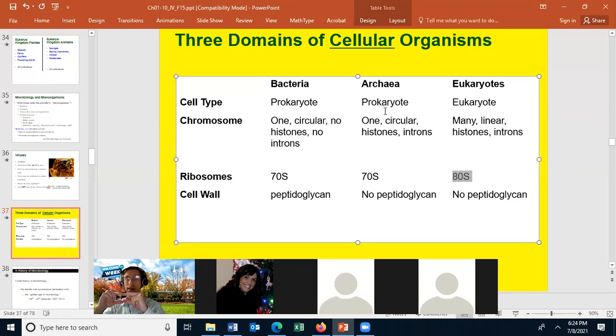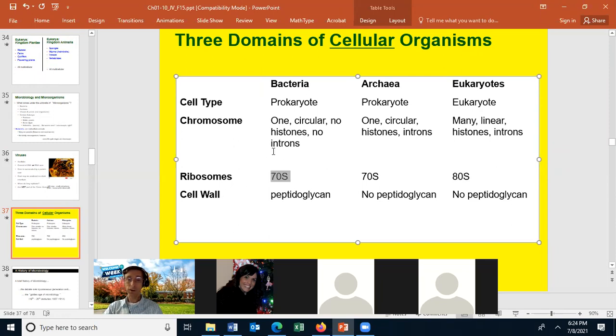The bacteria and the archaea have a smaller ribosome, and it sediments at the location in the ultracentrifuge gradient at the 70S location. And that S just means sedimentation. So this sediments at the 70S sedimentation area of the ultracentrifuge gradient. And you don't need to know any of that. All you need to know is that ribosomes of bacteria and archaea are 70S, smaller in size than the eukaryote ribosomes, which are 80S.